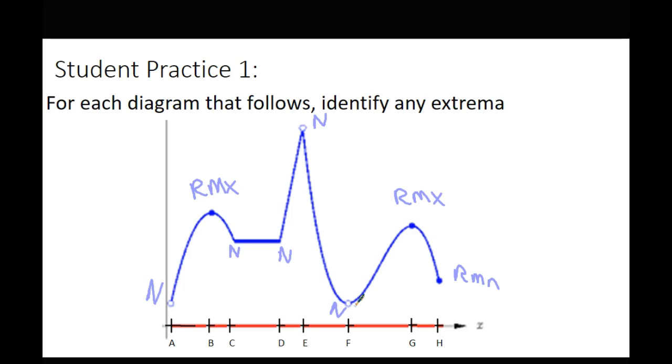Off topic question, but is it not differentiable? That's right. And that's not off topic. That's relevant. Good job.